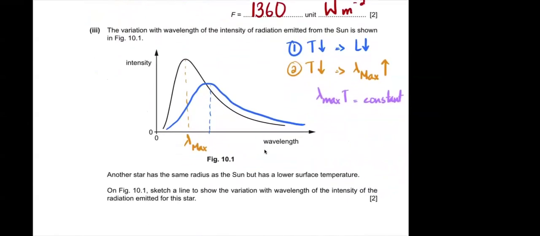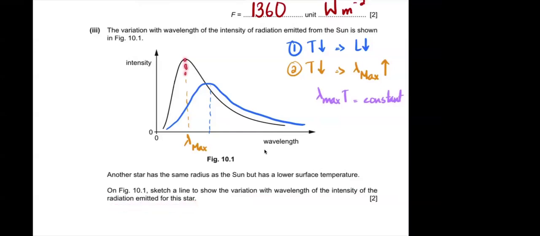The variation with wavelength of the intensity of radiation emitted from the sun is shown in 10.1. So there's the intensity wavelength diagram, which is not really part of our syllabus. But if you remember the videos that we made, I did use this graph to teach you guys Wien's law. Another star has the same radius as the sun, but a lower surface temperature. Sketch a line to show the variation with lambda of the radiation emitted for the star.